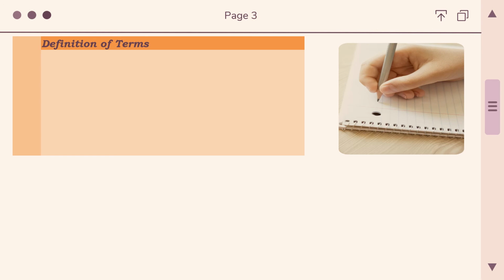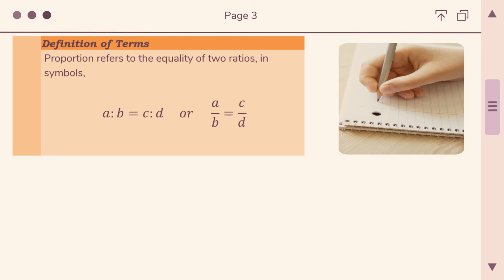So first, we will have a definition of terms. Okay, that one. Proportion. Since we talked about proportion a while ago, we relate proportion to the figures that we have seen on the previous slide on Winnie the Pooh. So proportion refers to the equality of two ratios, which in symbols is A is to B equal to C is to D. That can be written in fractional form as A over B is equal to C over D.